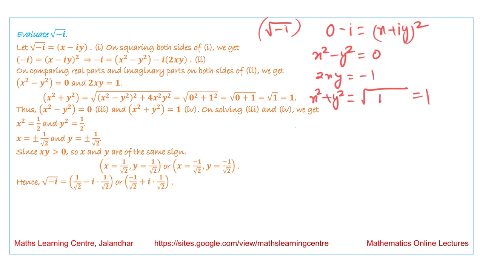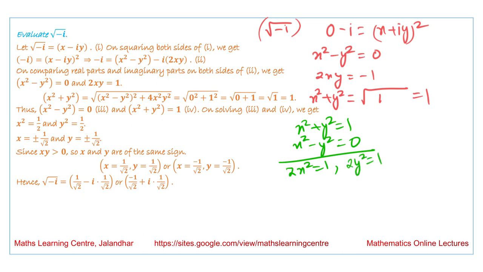So the two equations we have are x square plus y square is 1 and x square minus y square is 0. By adding these two equations, we get 2x square is equal to 1, and by subtracting these two equations, we obtain that 2y square is equal to 1. So we get the value of x is plus minus 1 by root 2. We get the value of y is plus minus 1 by root 2.